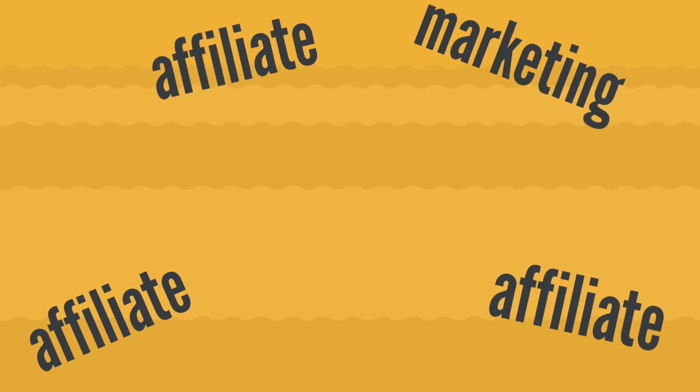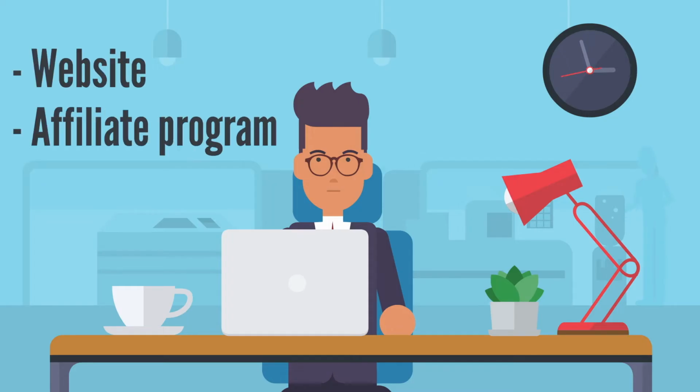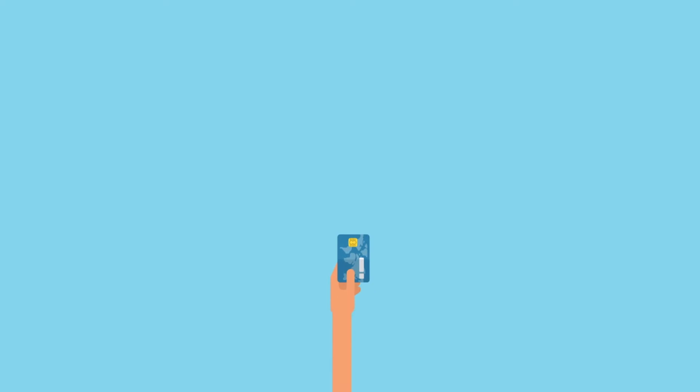If you want to make money with affiliate marketing, you will need a website and an affiliate program that pays out when someone purchases something through your link. You can also make money from your blog or website by including links on it that help you earn commissions whenever someone clicks on them and makes a purchase.